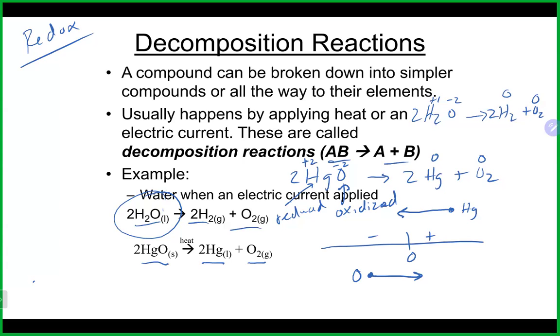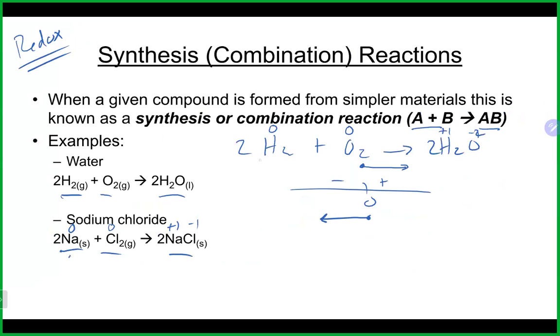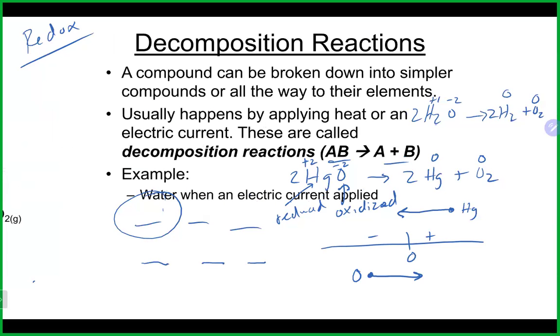And that is opposite of what happens in a synthesis reaction, because this is the reverse that's happening. In the synthesis reaction, when we looked at it, it was the hydrogen going from 0 to +1 being oxidized, and the oxygen being reduced. And again, it's opposite because we're going backwards. Basically, we're putting the electrons back, if you want to think about it that way, kind of throwing the electrons back the other way.